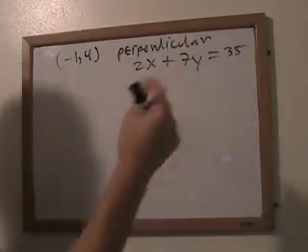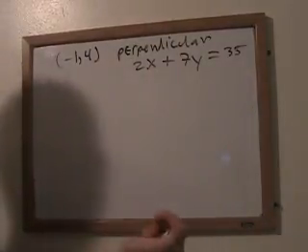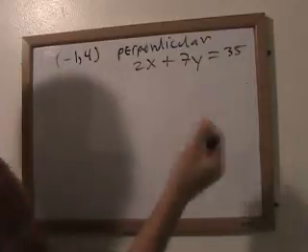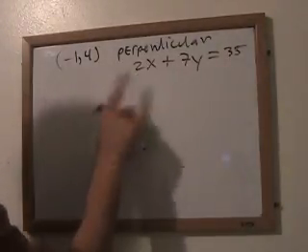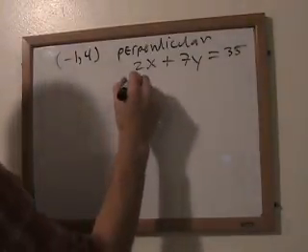Okay? So we remember y equals mx plus b. So what I'm going to do first is I'm going to rewrite this equation into y equals mx plus b form. So to do that, I have to move first the x's to the other side. So let me subtract 2x.